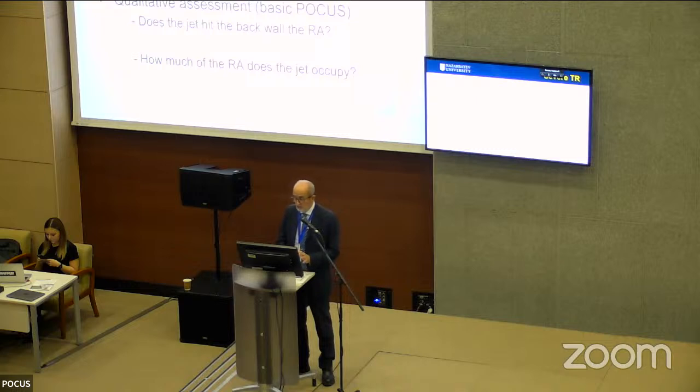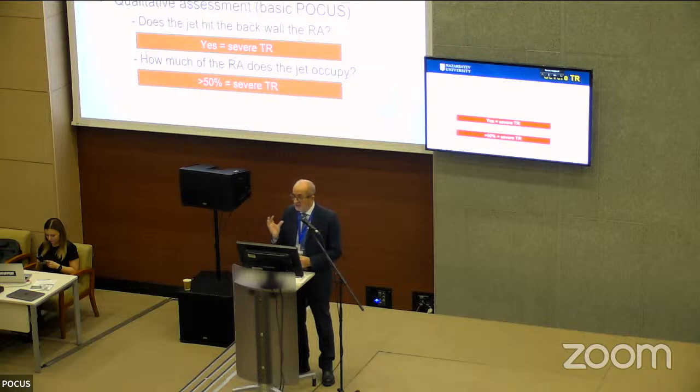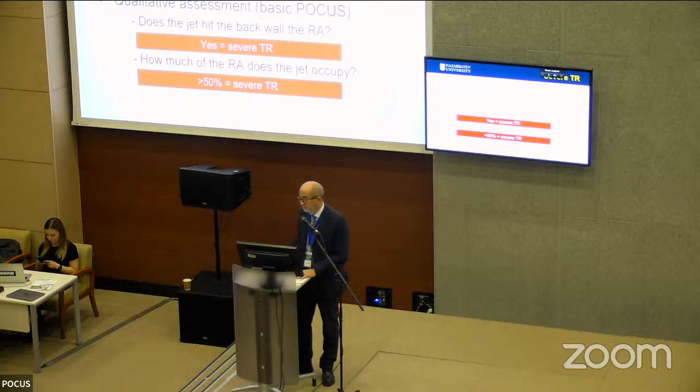Tricuspid, we should look in as many views as possible. And for the criteria of severity, if again the jet goes back to the right atrial wall, this is a sign of severe TR. And if it is more than 50% of the color jet within the right atrium, this is also a sign of severe TR.